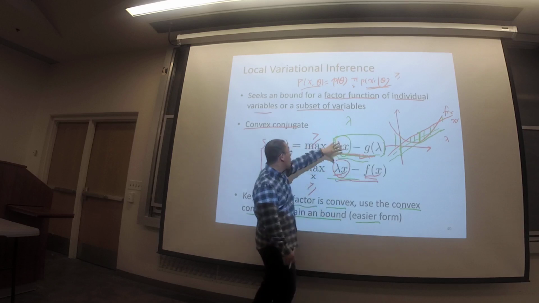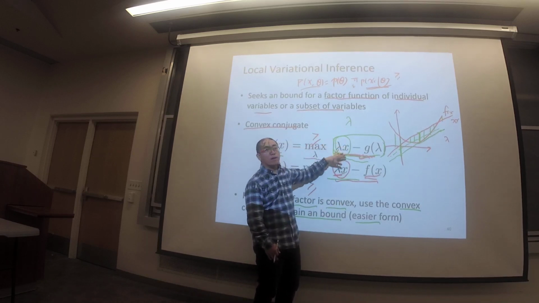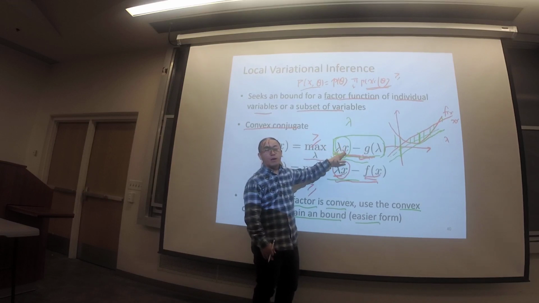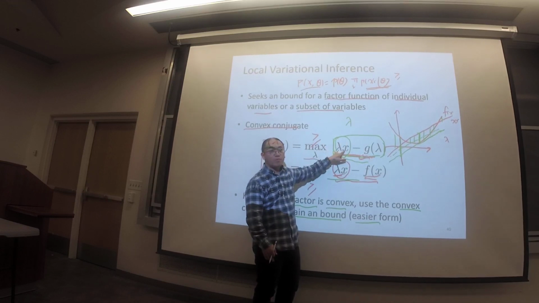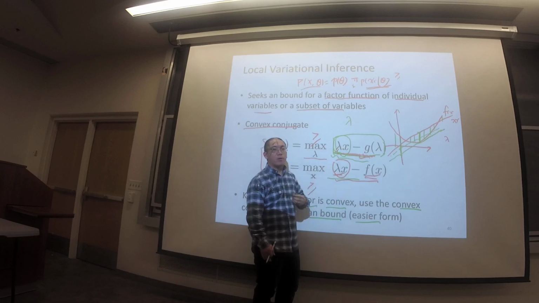Because if you use this convex conjugate, you essentially introduce a linear bound in terms of the original variables. So usually, if you introduce some linear form into that, your difficulty will be much reduced.